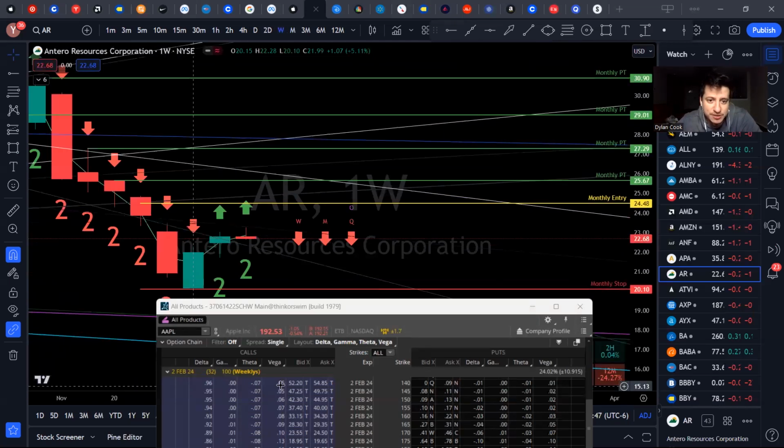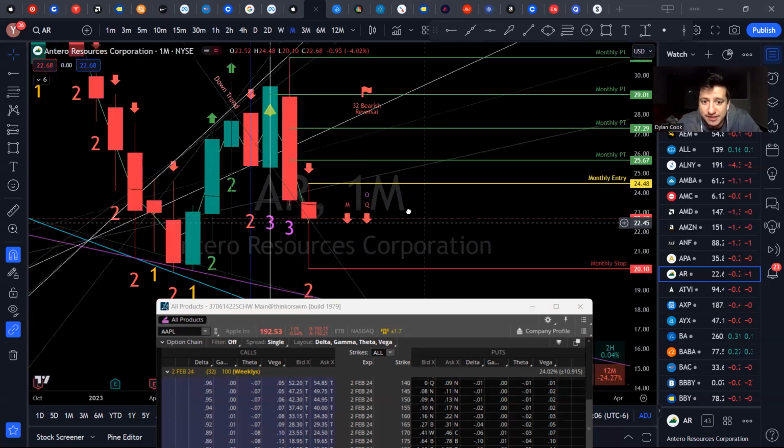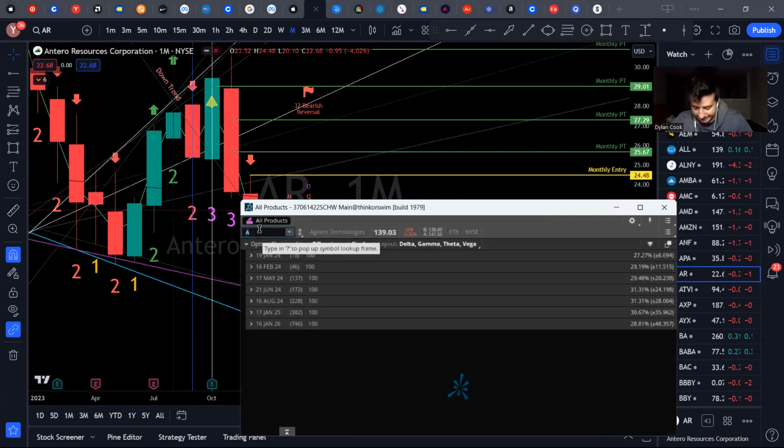Let's go ahead and zoom into the weeklies. And here, classic case of the steps. We love to see it. Step 1, step 2, step 3, step 4. Nothing super crazy with AR. Very easy trading plan to follow. Now, AR, I am suggesting.